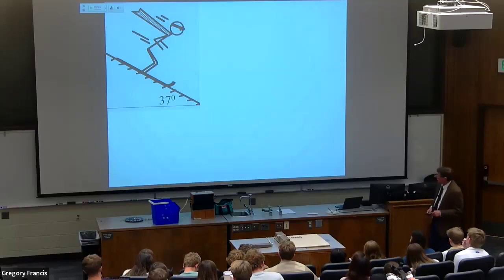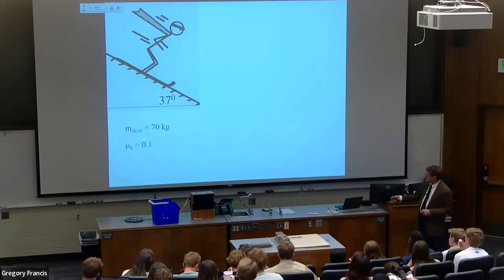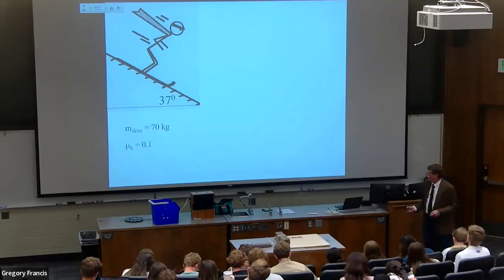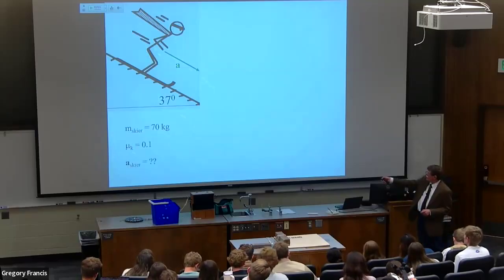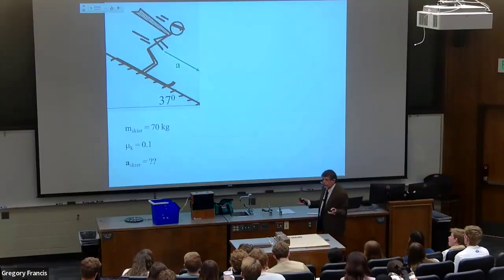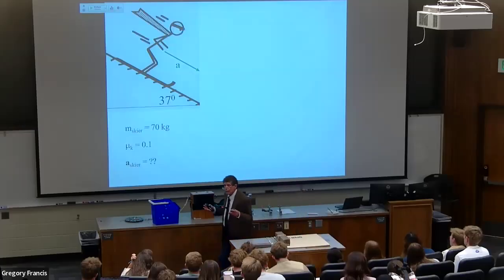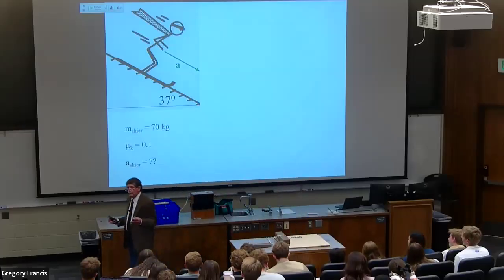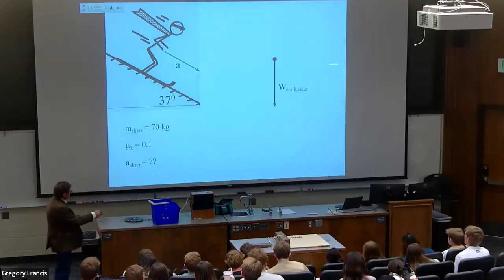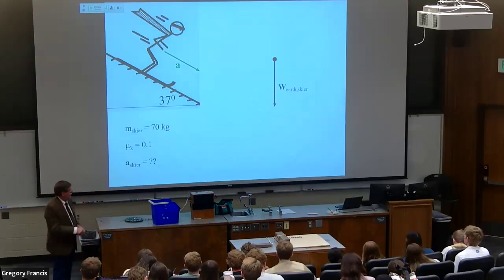Well, what we know is that her mass is 70 kilograms. The coefficient of kinetic friction is 0.1. We've known since that first tutorial that her acceleration is down the ramp if she's speeding up. We just need to know how big it is. Now, this is just like every other dynamics force problem. The first thing we do is draw a free body diagram. And the first force we put on that diagram is the weight force by the earth on the skier.